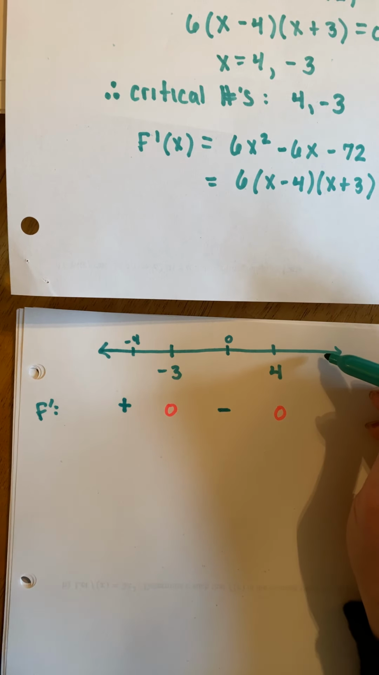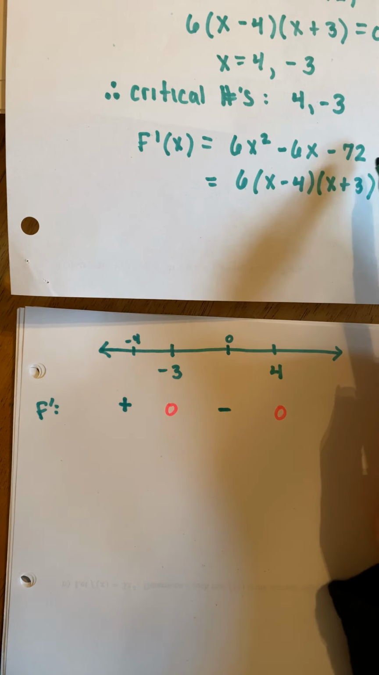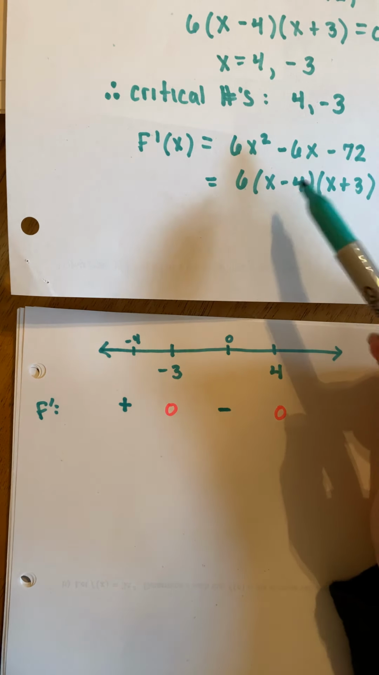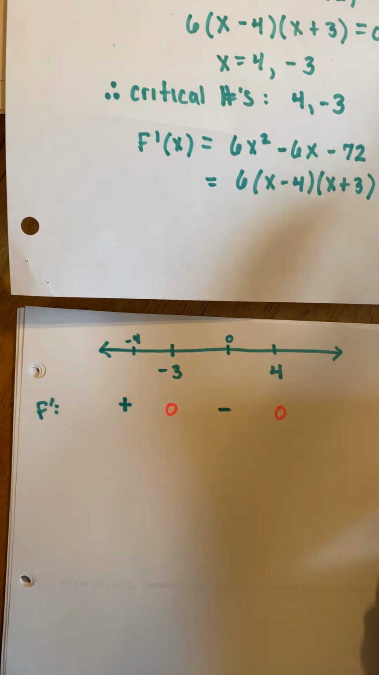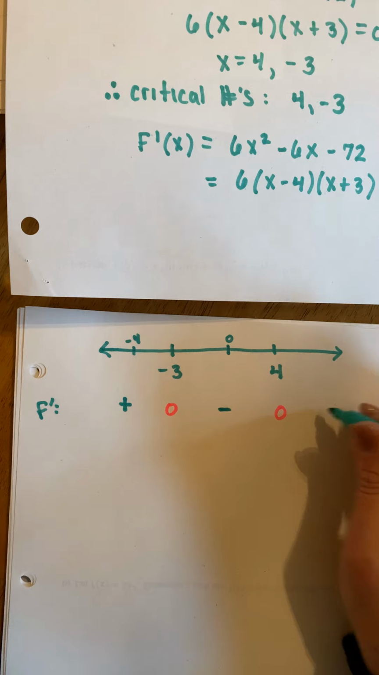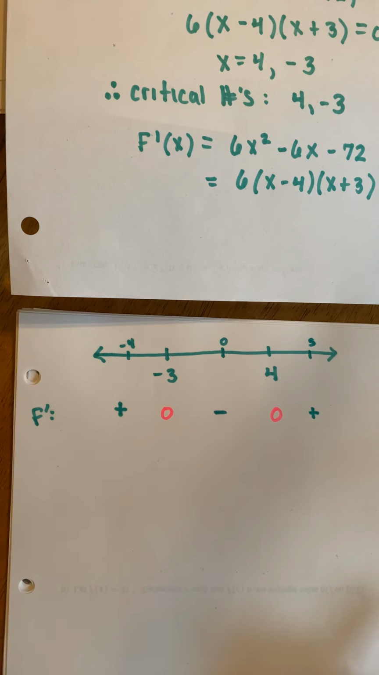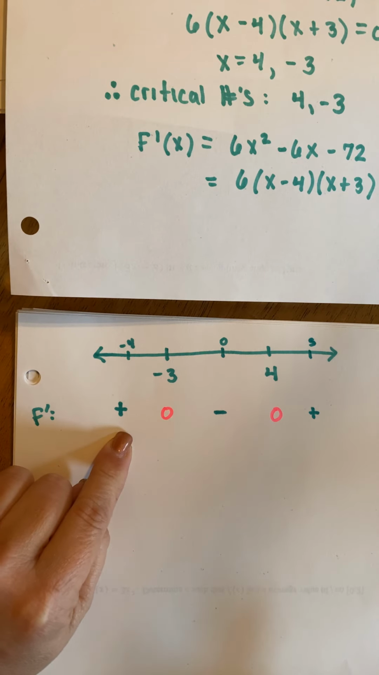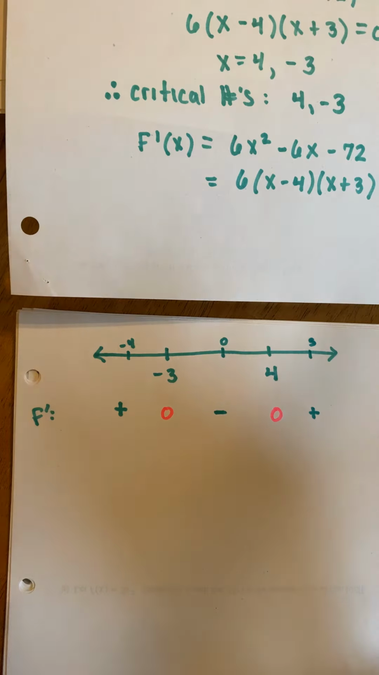So pick your favorite number to the right of 4. 5, for example. I find it a lot easier to stick 5 into the factored version than to stick 5 into here and have to calculate that. Because if I stick 5 in here, I get 6 times 1 times 9. Don't even care what it is, but I do care that the sign is positive. So I know the derivative is positive to the left of -3. It's negative between -3 and 4, and it's positive to the right of 4.